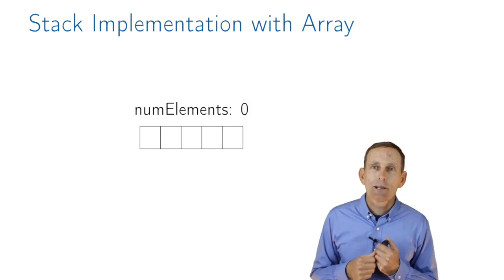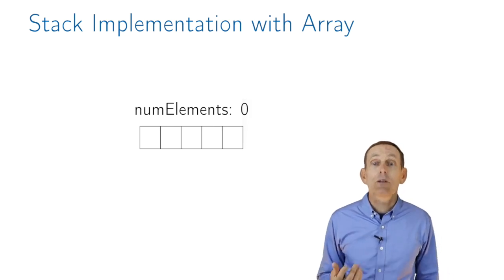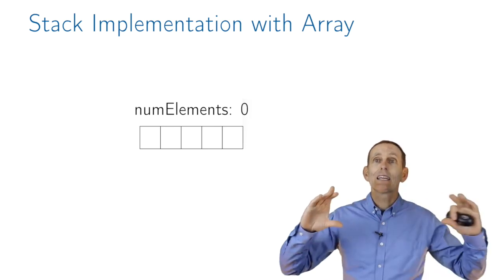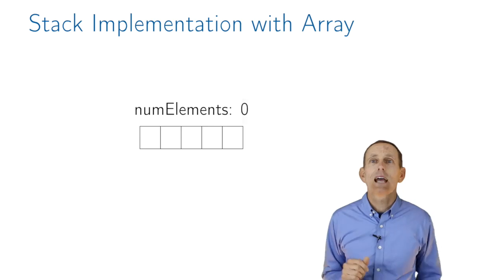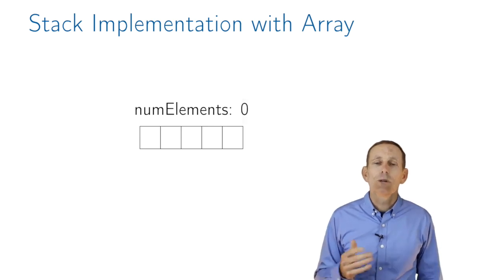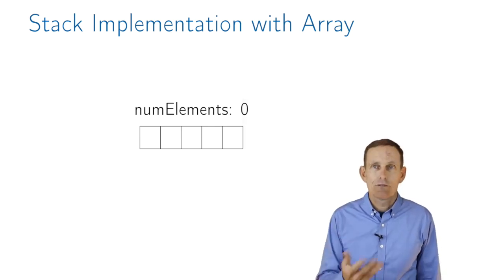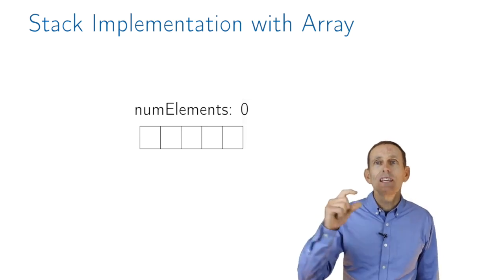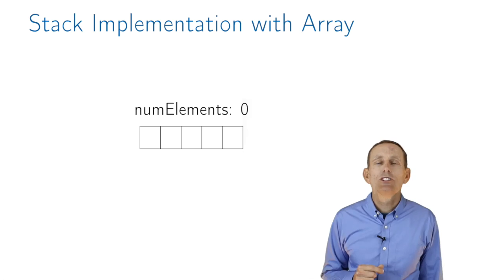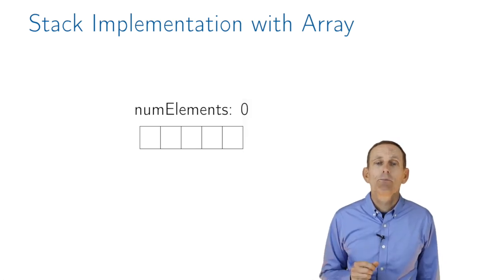So how do you actually implement a stack? Well, let's look. You can implement a stack with an array fairly easily. So allocate an array of some maximum stack size. In this case, we decided it's 5, just for the sake of example. And we're going to keep a variable, which is the number of elements that are actually in the stack.